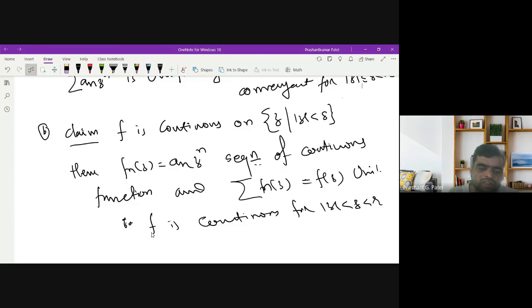So that completes the proof of this result, which tells you that under the uniform convergence, the power series is always convergent under its radius of convergence. And the limit function, whatever it is, is always a continuous function.